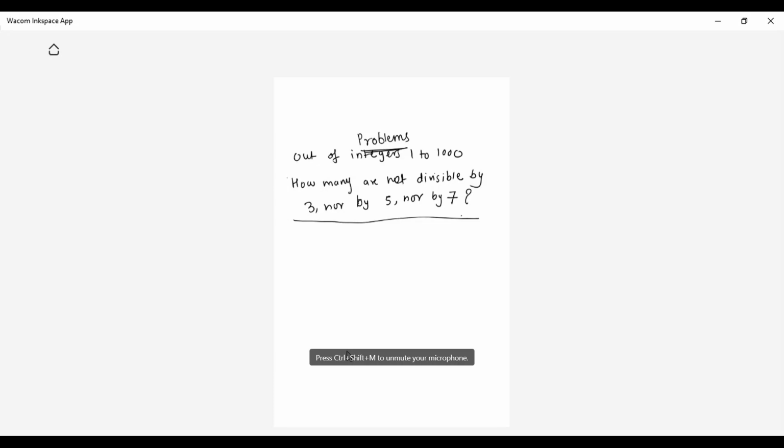Yes, ma'am. Now see this. Everyone observe what I have written over here. Out of integers 1 to 1000, how many are not divisible by 3, nor by 5, nor by 7?